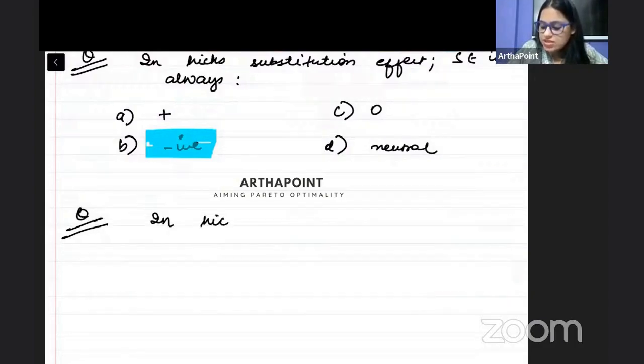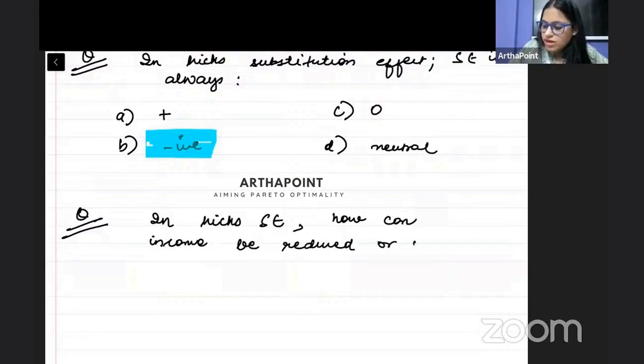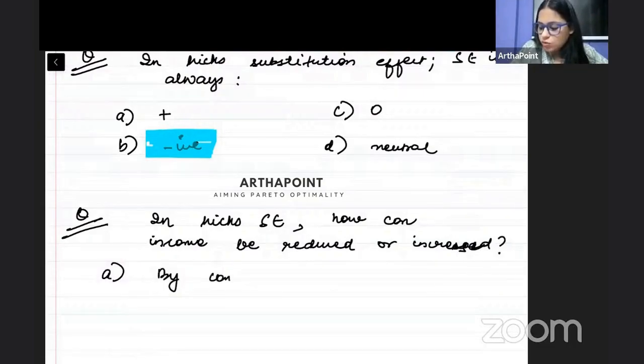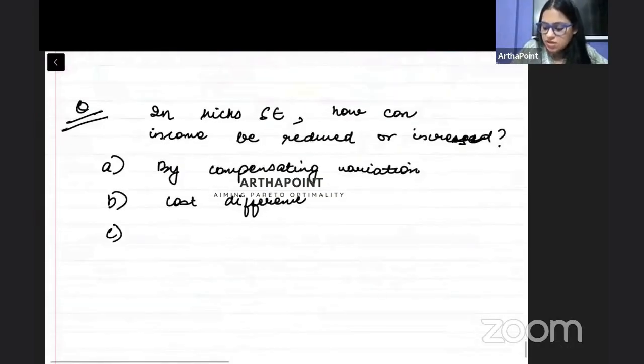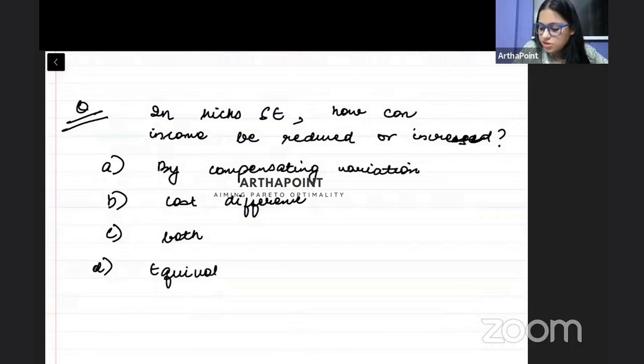In Hicks substitution effect, how can income be reduced or increased? Option number A, by compensating variation. Option number B, by cost difference. Option number C, using both. Option number D, equivalent variation.